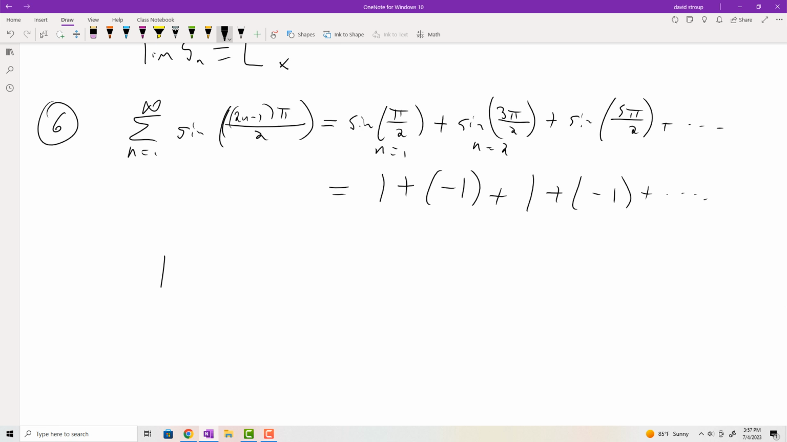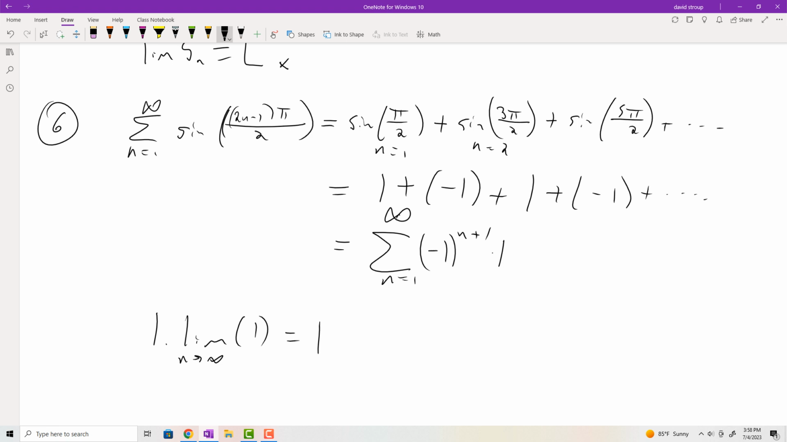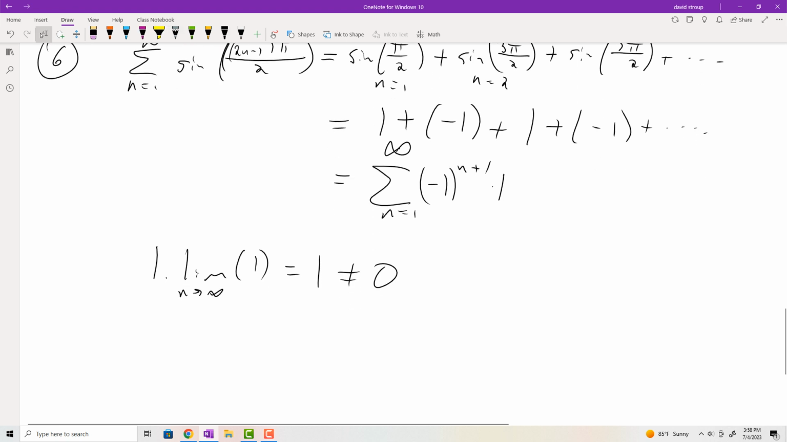So this series, let's rewrite it first, is just negative 1 to the n plus 1, starting from n equals 1 to infinity. It's equivalent. All right, so let's do the test. The limit of a sub n, and it's not clear what a sub n is, well, it's right here. It's just 1. So the limit of 1 as n goes to infinity is equal to 1, which is not equal to 0. And this is going to end up being divergent, but not necessarily because of this fact.